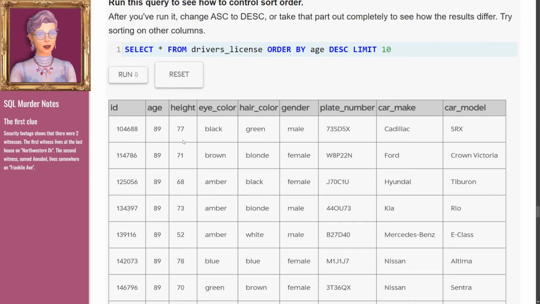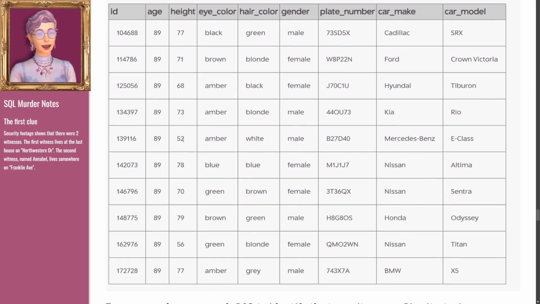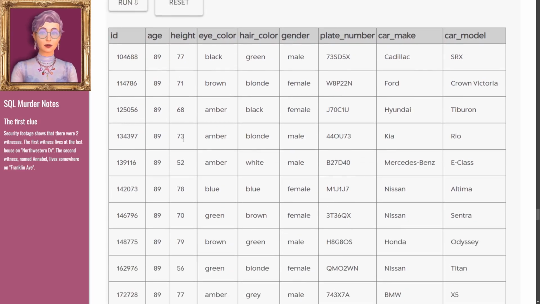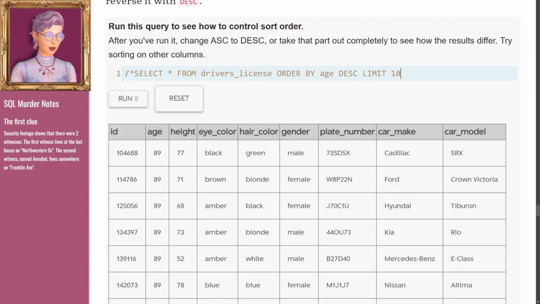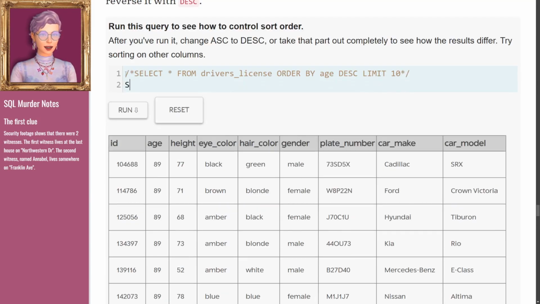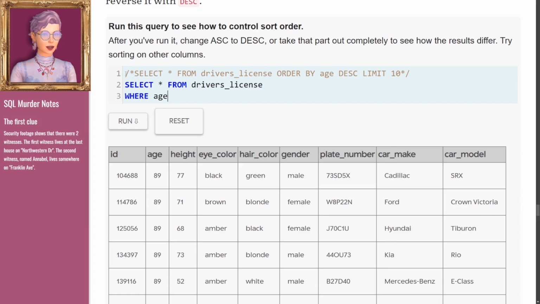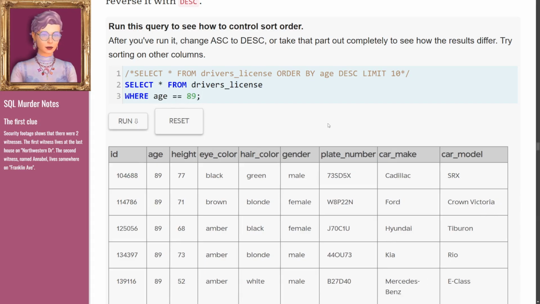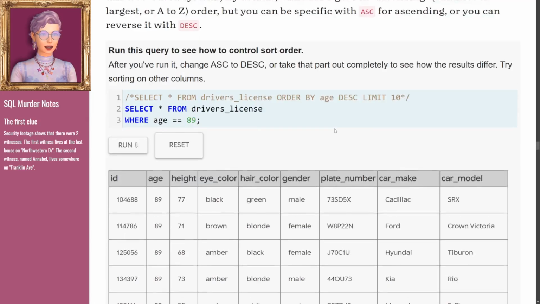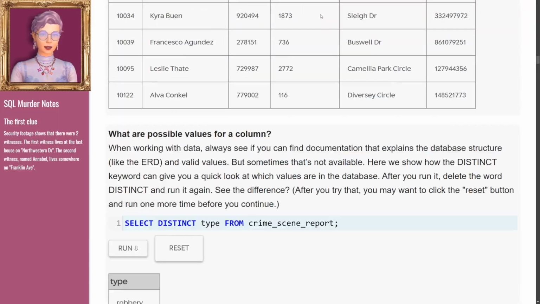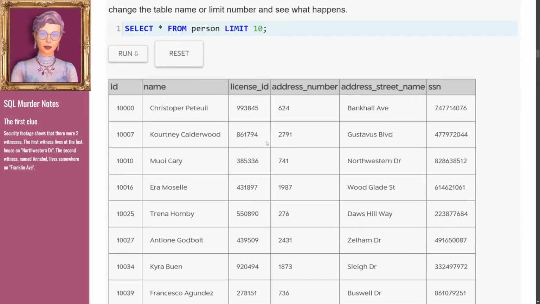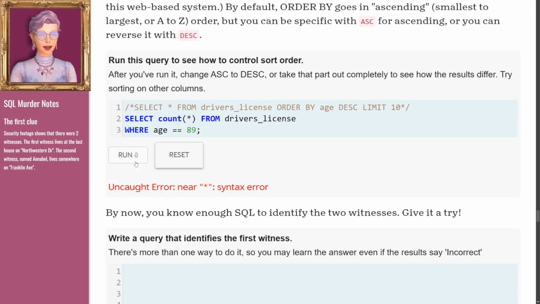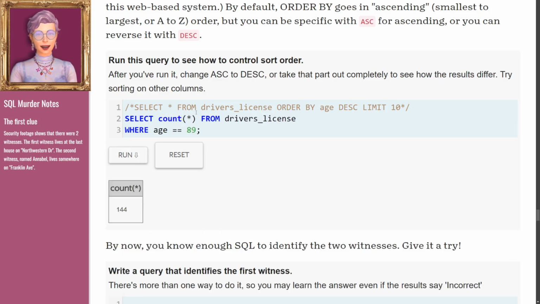Kind of. That's actually really old to still be driving, but it makes sense that there are multiple people with the same age in such a big database. We can comment this out, and then I want to try select all from driver's license where age equals 89. Okay, so we got everybody where the age is 89. Then can we use that with count? Oh, we would just put the count around the asterisk. Okay, I forgot the word count. There are 144 people aged 89 in the driver's license database.